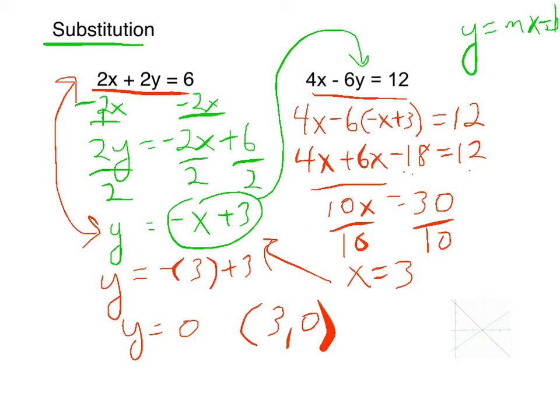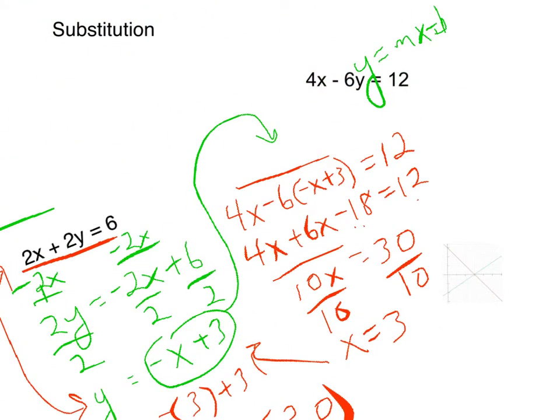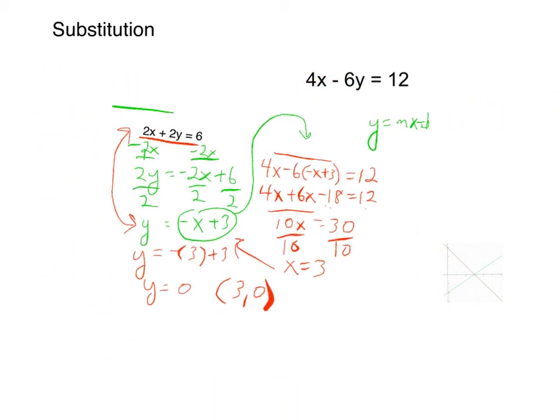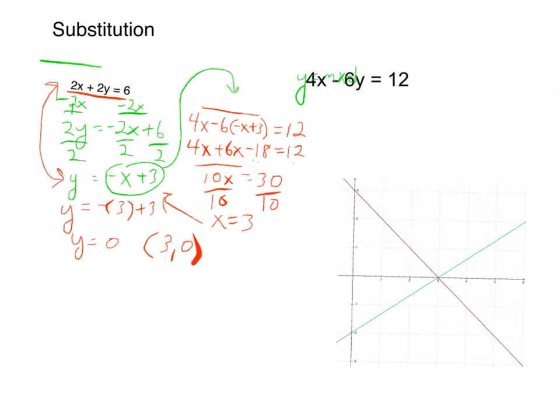I had it on the other screen, but I didn't show you. Let's show you right now. Let me just move that over there. Okay, we're going to graph it in a minute, but if you did graph these two linear equations, you would see right here that the point of intersection is indeed (3, 0).